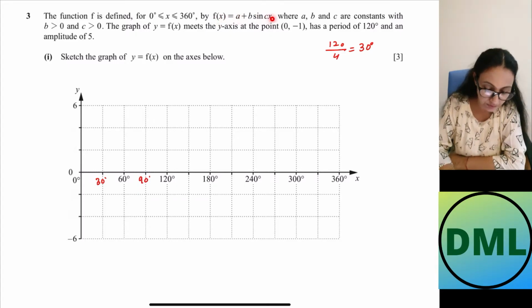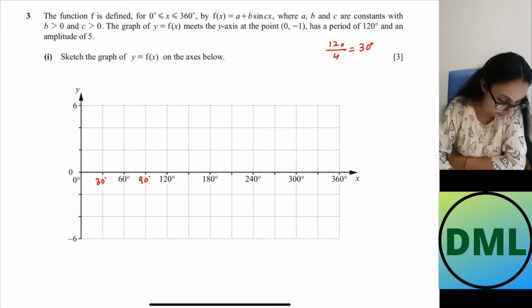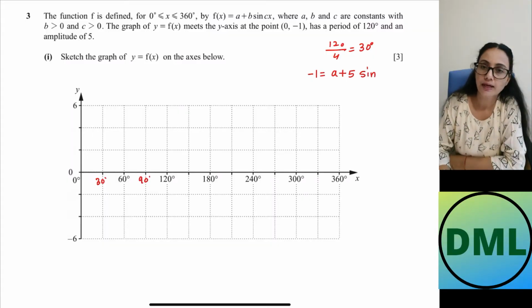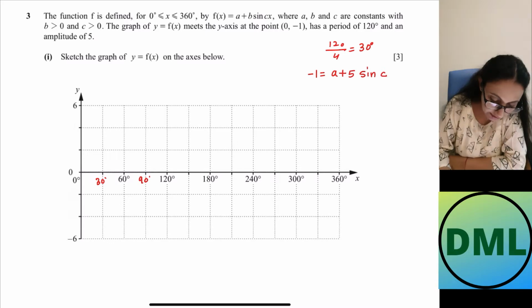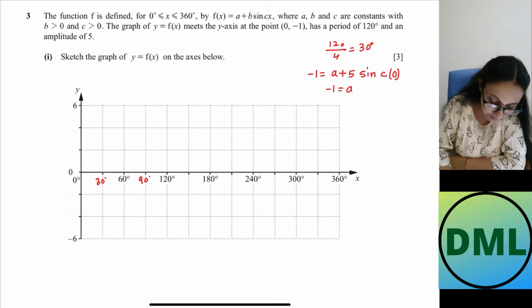Let's substitute the values here. We have f(x) is equal to y. The value for y is how much? Value for y is -1. Let's substitute the value. -1 is equal to a plus b. B is our amplitude. Amplitude is 5 here. So let's substitute 5 here. Sine c. Period is 120 degree. That means I need to calculate the value for c also. Let's write down c right now, and then x value is 0. 0 multiplied by c is 0. Sine 0 degree is how much? Sine 0 degree is 0 only. -1 is equal to a plus 5 bracket 0. This gives you a is equal to -1.